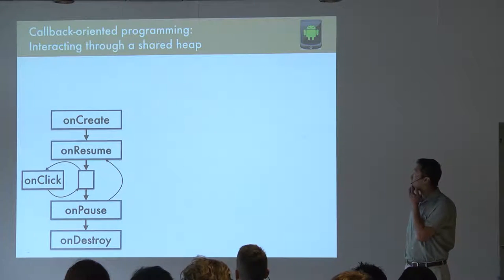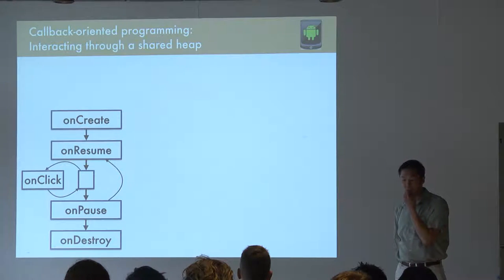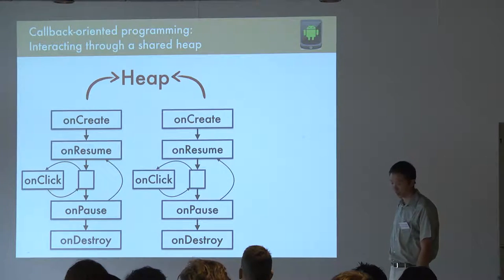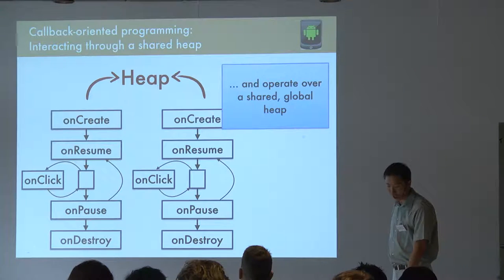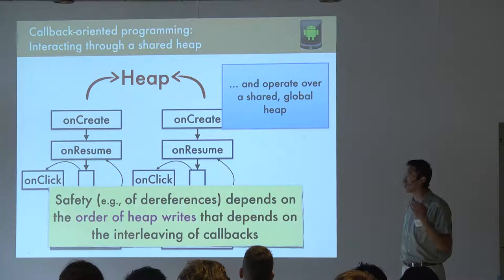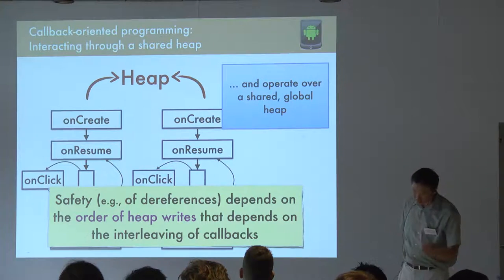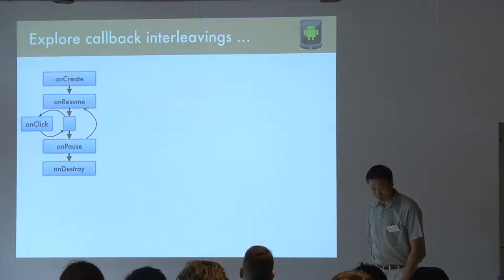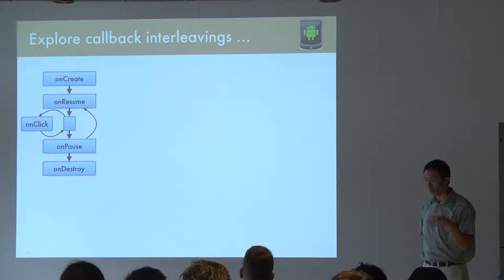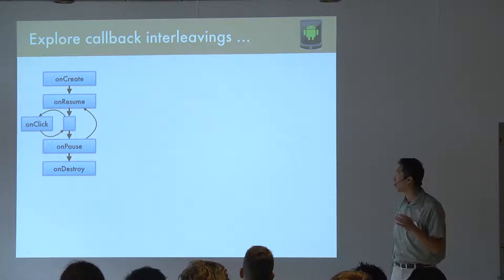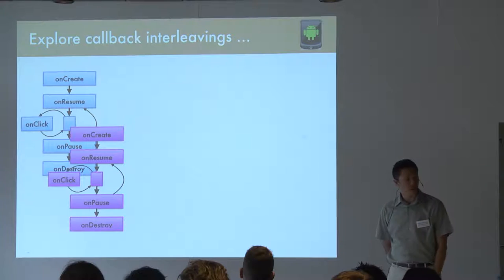Then, how do these callbacks interact and talk to each other? They interact through a shared heap. They operate over a shared global heap, and therefore the safety of these dereferences depends on the order of heap writes, which in turn depends on the interleaving of these callbacks. So if we're thinking about implementing some sort of program analysis, what do we want to do? We want to explore the possible callback interleavings, and so here's my one component. Maybe I have another component in my system.